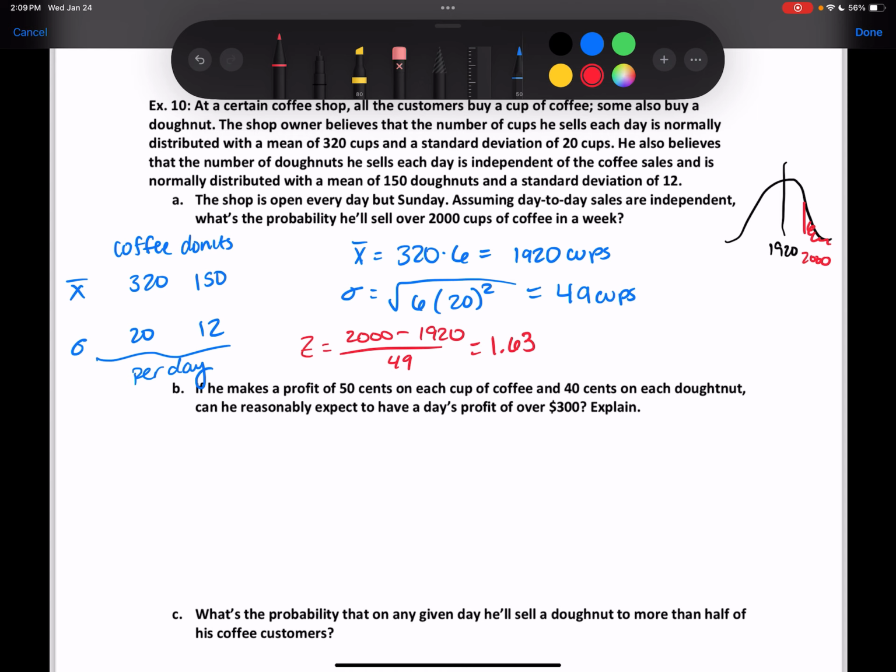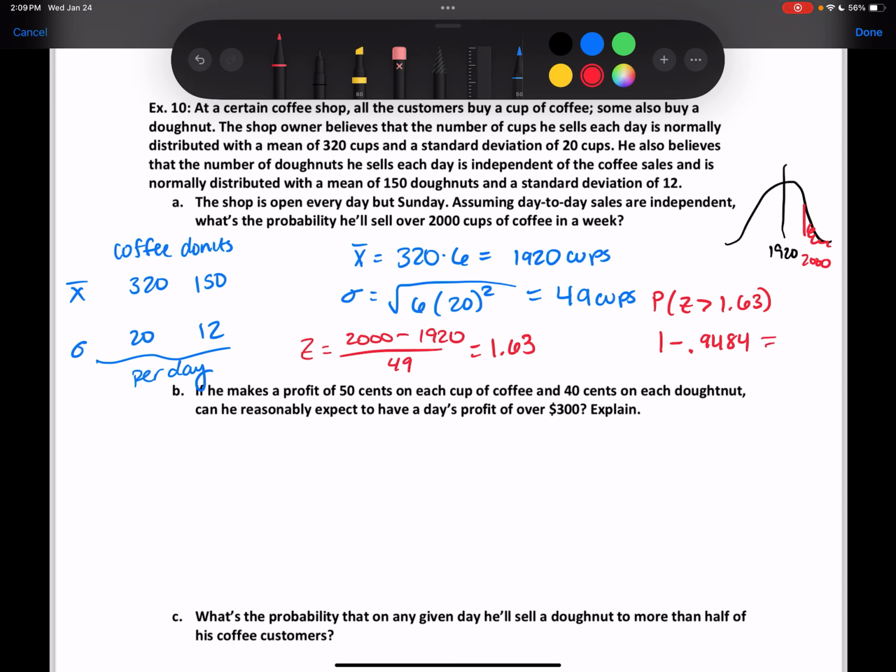Yep. So because this table is for the left and I need the right, I'm going to need to do 1 minus. Okay, so if I was doing the probability of z being greater than 1.63, then whatever this value is, I have to do 1 minus that. So what is it for 1.63? 9,9,4,8,4. Okay, so we'll do 1 minus that, and what does that give us?